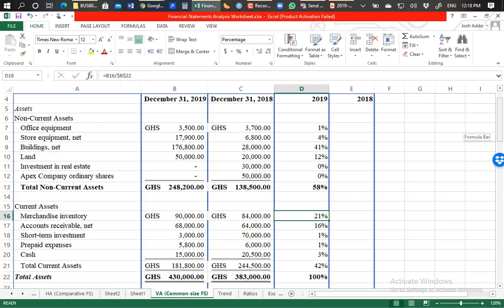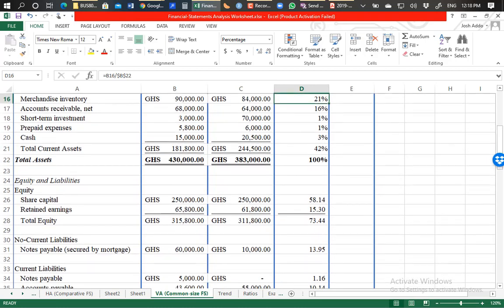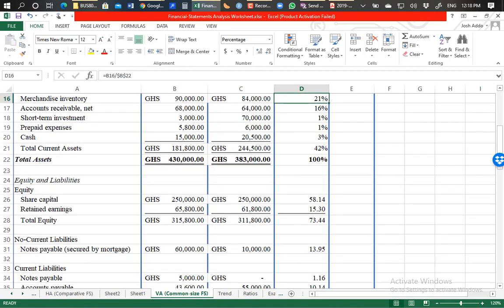As a percentage of the total assets. So we can even go down. Share capital as a percentage of total asset. It is 58 point. When I do this one, I physically type the formula. I didn't use this one to convert. When I click on the percent sign to convert to percentage, it will take this 58.14 to approximately 58%.